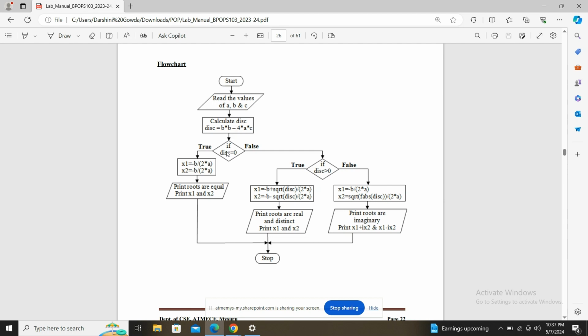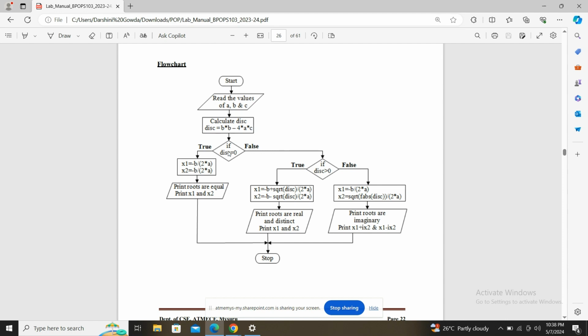It will check whether the discriminant value is equal to 0, greater than 0, or less than 0. We know that if the discriminant value is equal to 0 and the condition is true, it will come to this loop and compute the two roots by printing the appropriate messages. If the discriminant value is equal to 0, the two roots would be equal.